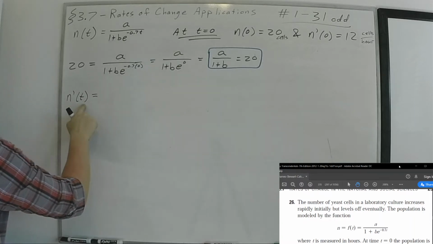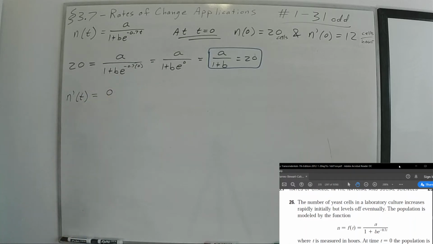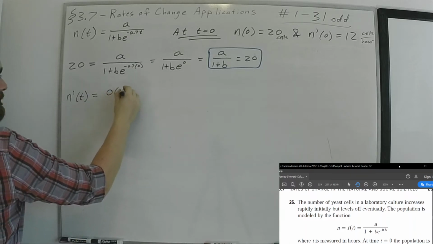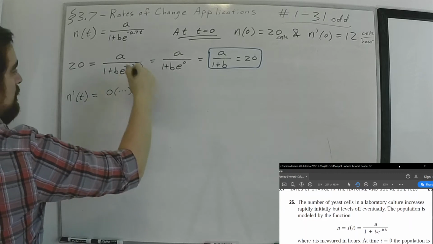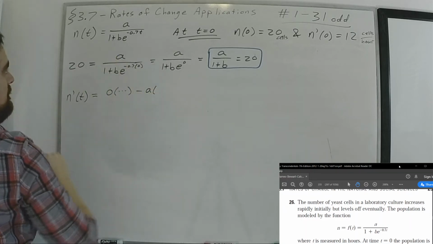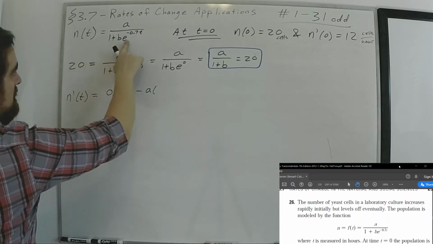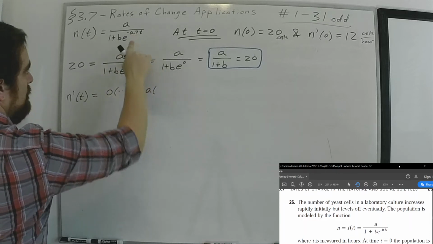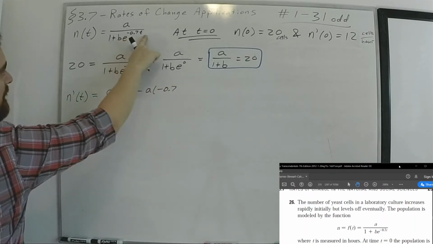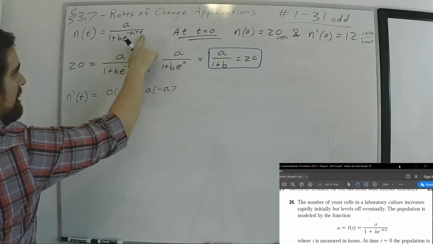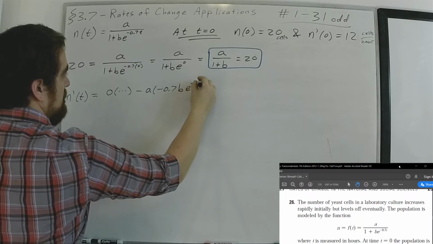So when looking at n prime, it's a quotient. So I'm going to have to do the derivative of the top. But don't worry, a is just a number. So when I differentiate it, I get 0 times the original bottom. I don't really care what that is because I'm multiplying by 0. Minus the original top, which is a, times the derivative of the bottom. Now if I differentiate this, derivative of 1 is 0. Derivative of b e to the negative 0.7t: chain rule says I'm going to get b e to the negative 0.7t, but then I have to multiply by negative 0.7, the derivative of that exponent. So I'm going to write it as negative 0.7b e to the negative 0.7t.